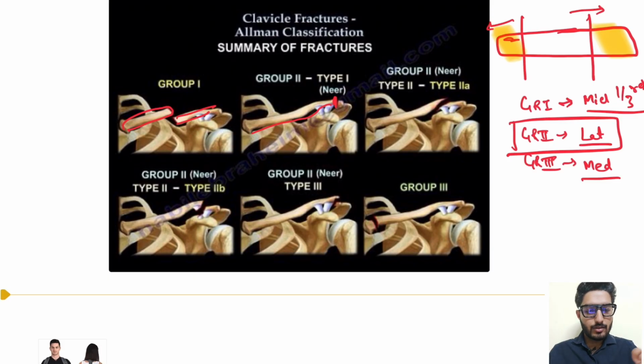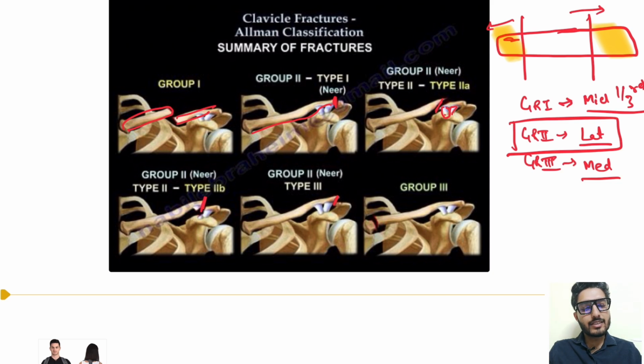So this is group 2, and this group 2 is further divided into 3 subtypes. First one is the fracture just medial to the conoid ligament. So the conoid ligament and trapezoid ligament is intact. Another B subtype is this fracture is between or lateral to the conoid ligament but medial to the trapezoid ligament. So the trapezoid ligament is intact but the conoid ligament is gone. Okay, as you can see in this photograph.